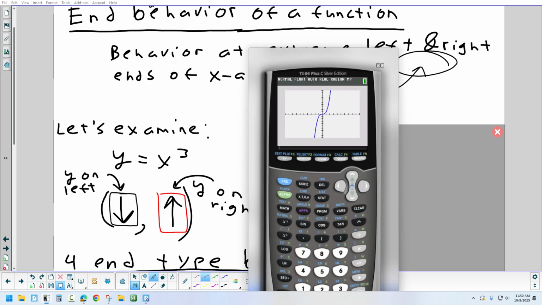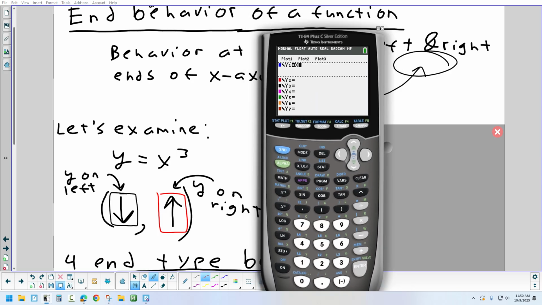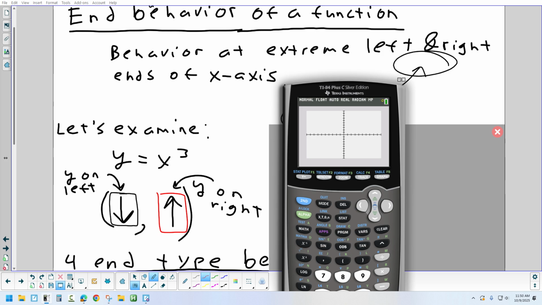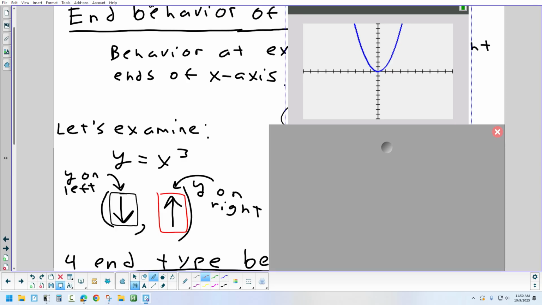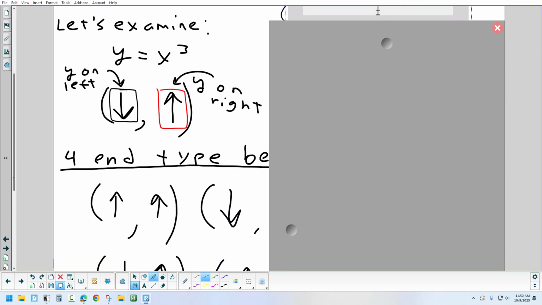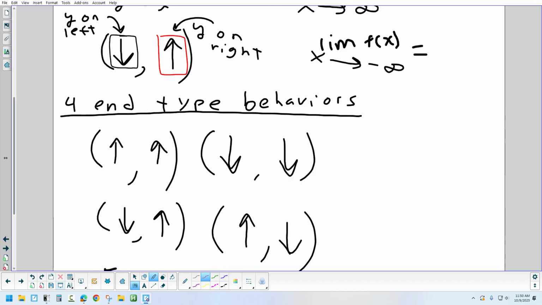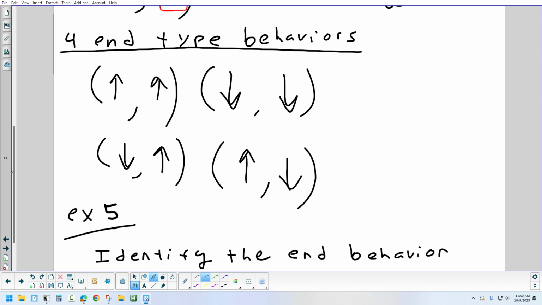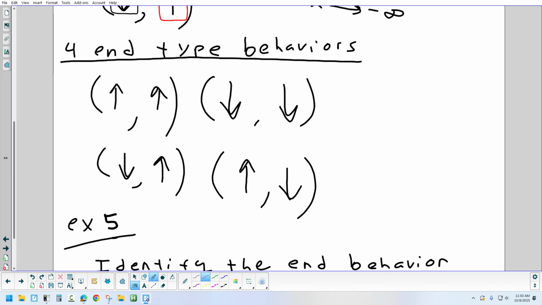Now, if I had one like this, let's put a little different graph. Let's do x squared. These arrows are not going to describe the graph I have there. On this one, as you head to the left, the y value goes up. As you head to the right, the y value goes up. In that case, the arrows are both up. So there are 4 different types of end behavior. Both up, both down, down up, up down. Those are the 4 types.